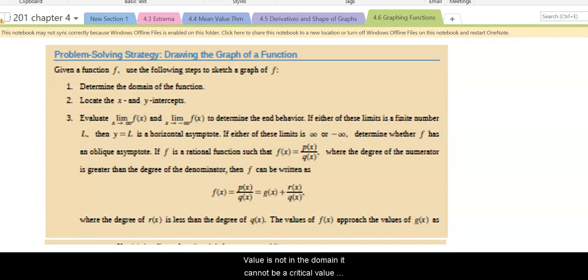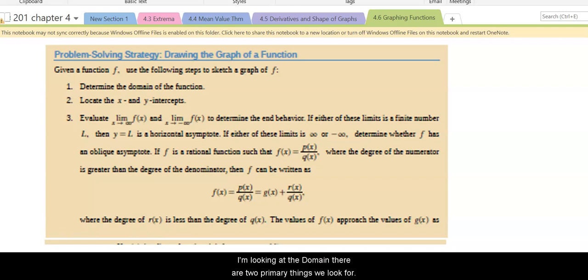If a value is not in the domain, it cannot be a critical value, which means it cannot possibly be the location of a relative extrema, nor can it be an inflection point. If it's not in the domain of the function, then the graph does not exist at that point. So the first thing we will always determine is the domain.